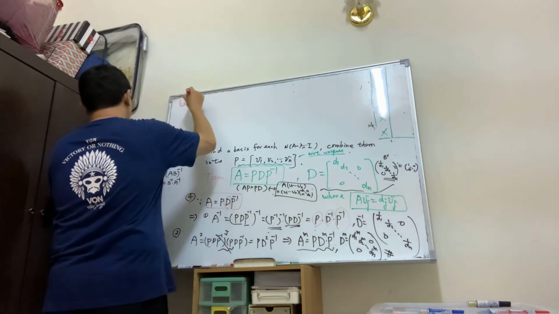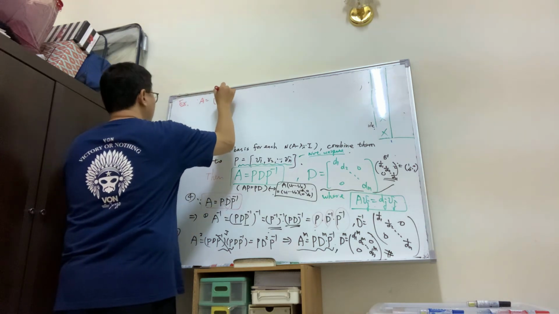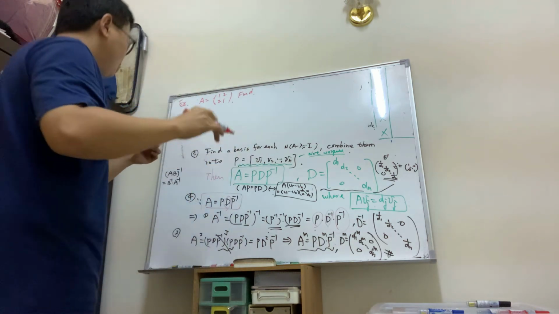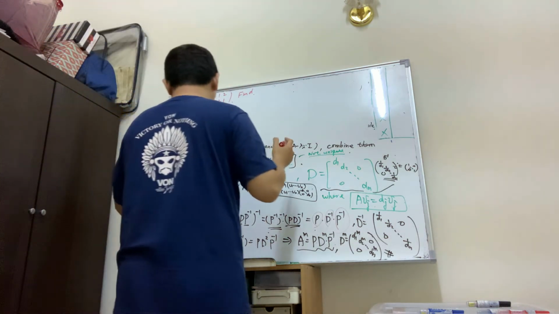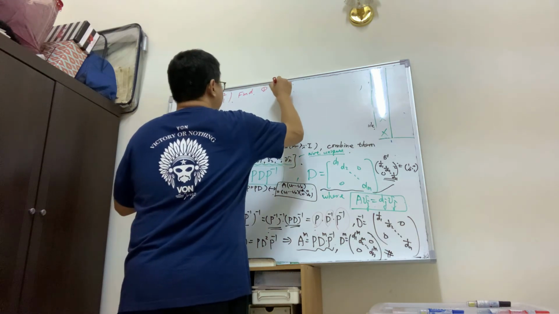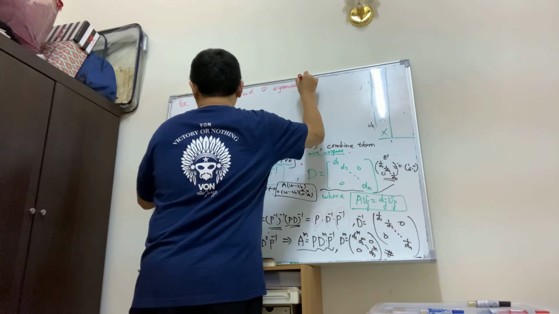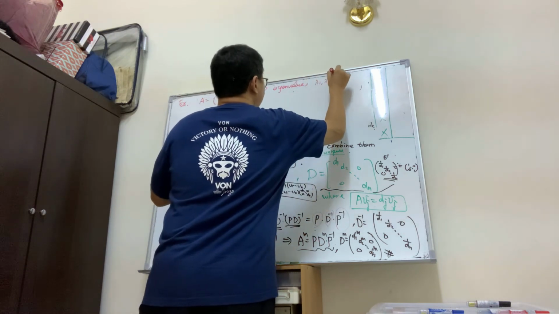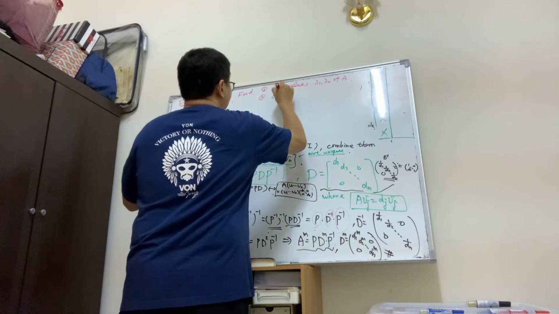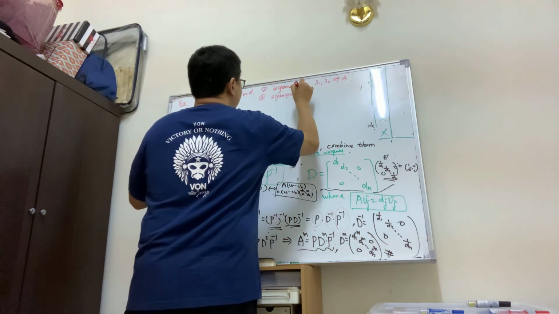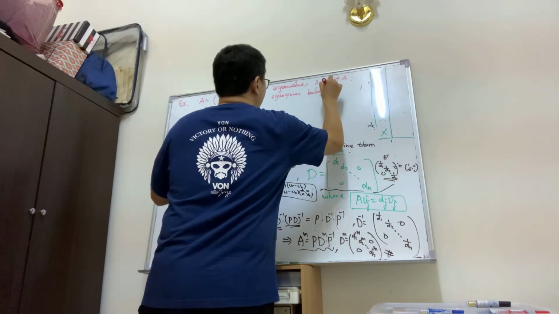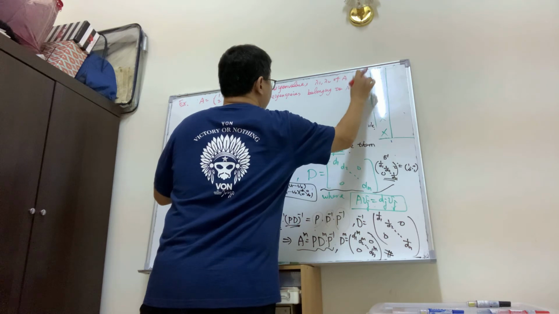One more example: A is [1, 2; 2, 1]. Probably in sections 6.1 to 6.3, you should know how to solve this kind of question. First, find its eigenvalues lambda 1, lambda 2 of A. Second, find the eigenspaces belonging to lambda 1, lambda 2.